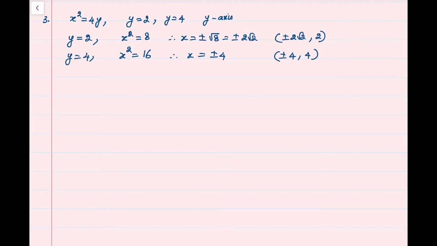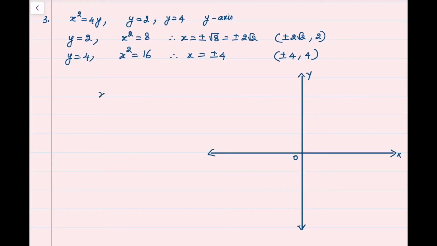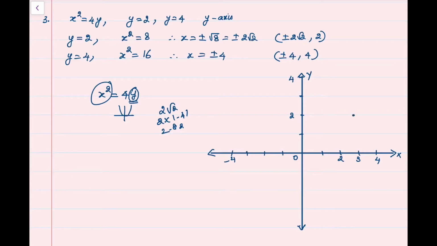We will sketch the graph. x square is equal to 4y is a parabola because it is linear in one variable and quadratic in the other variable, and the linear variable is plus 4y. Therefore, it is an upward parabola. The approximate value of 2 root 2 is 2 times 1.41, which is 2.82. Approximately it is 2.8. 2 root 2 comma 2, so approximately 2.8 comma 2 and minus 2.8 comma 2.